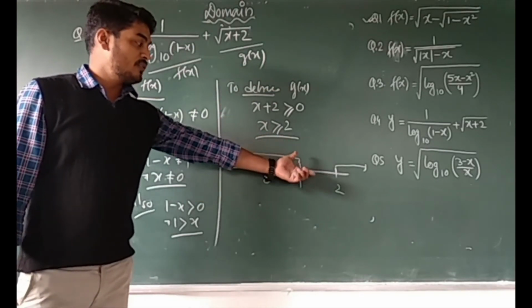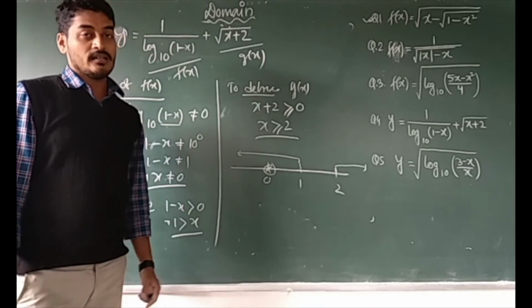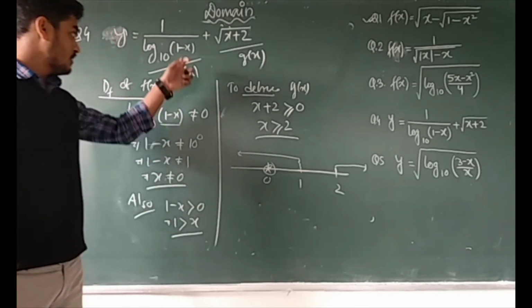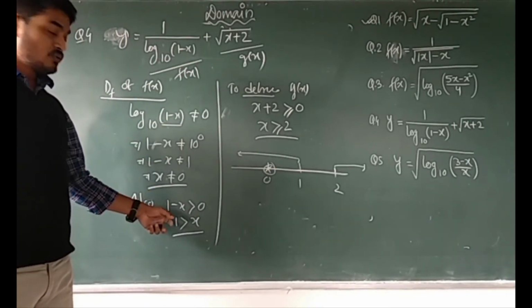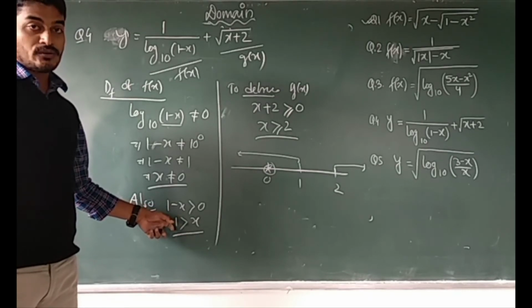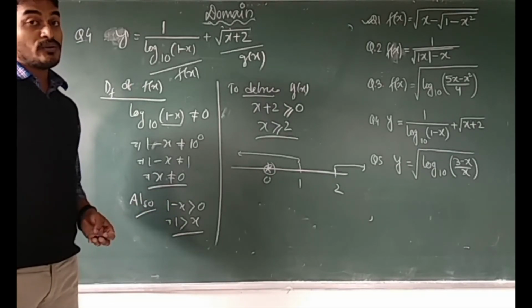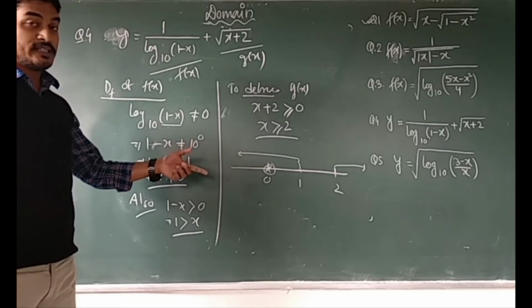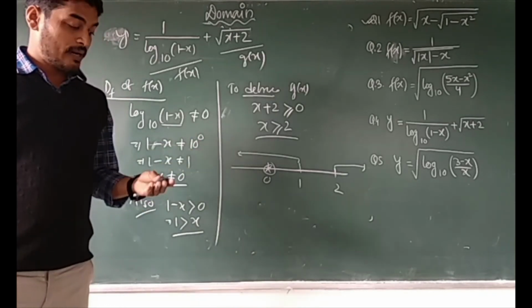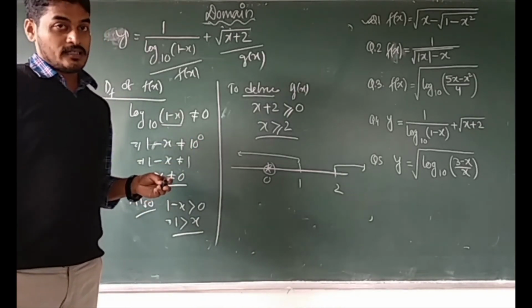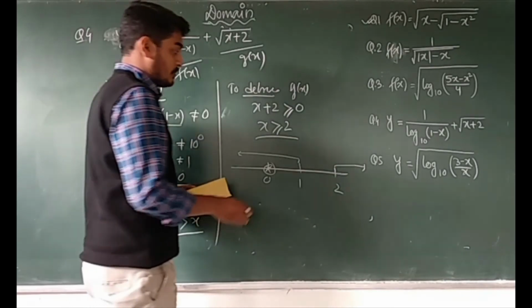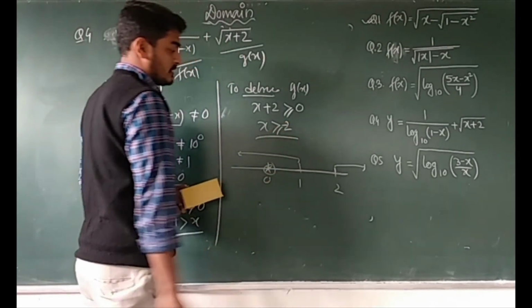For the function g of x, it is greater than or equal to 2, and for this one, it is less than 1, x not equal to 0. So whenever you have to find out the domain, you have to find out the intersection. Here, we have to write down the domain like that. There is a mistake somewhere, I think. Here it should be minus 2.